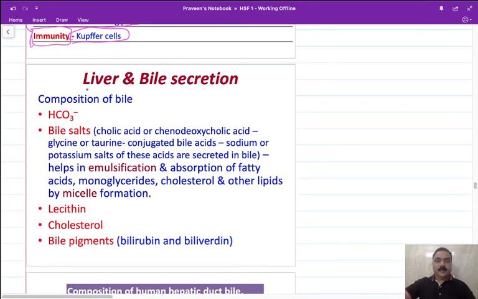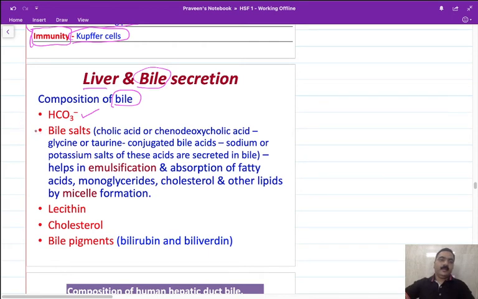The liver secretes the bile. What are the things present in the bile? Bile contains bicarbonate, which comes especially from the ducts. What is the role of this bicarbonate? Same as the pancreas, which also secretes a lot of bicarbonate, here also you have bicarbonate to neutralize the acids coming from the stomach.